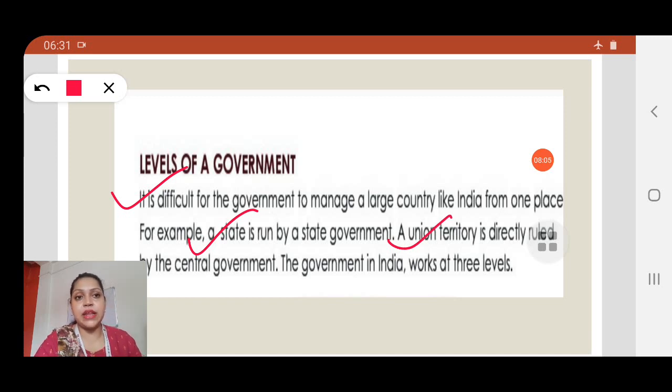The government in India works at 3 levels, and we have the states, and in the states the chief minister is there, the governor is there, the cabinet ministers are there. But a union territory, since it's a very small area, it is taken care of by the central government. It is ruled by the central government. Okay, there is no chief minister, as I have already told you. Then the government of India works at 3 levels. Okay, the government in India is divided into 3 parts. And what are those? Let's see.